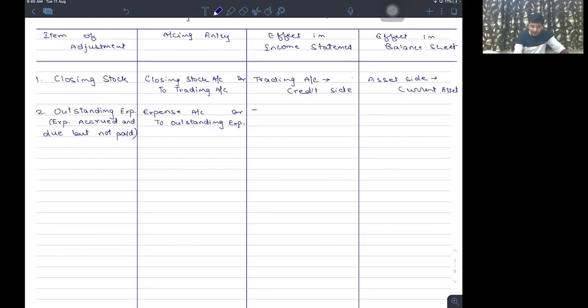It will either appear in the trading account or it can appear in the profit and loss account, added to the respective expense.